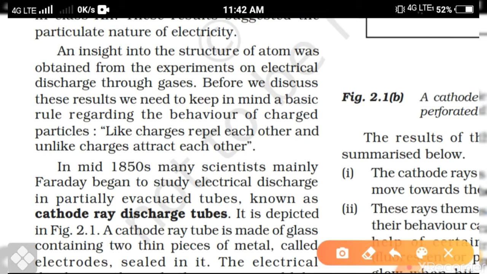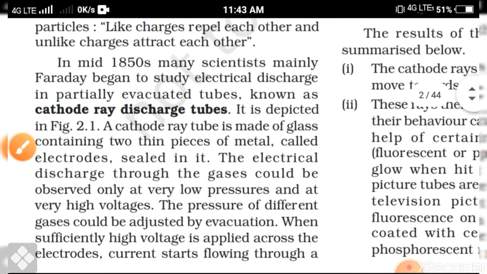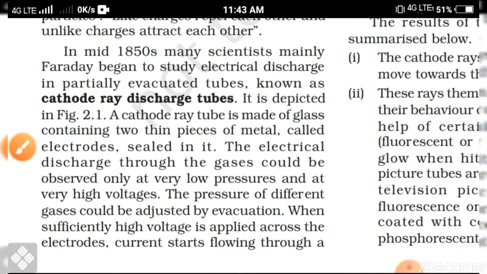So many scientists, mainly Faraday, began to study electrical discharge in partially evacuated tubes. He gave the experiment through electrical discharge tubes known as the cathode ray discharge tube, and this experiment is known as what? Cathode ray discharge tubes.